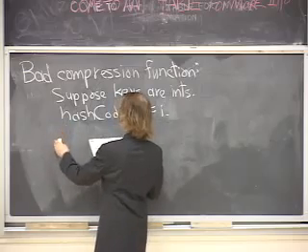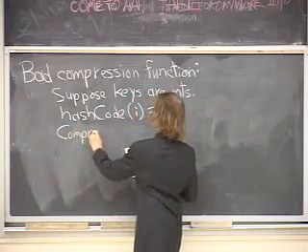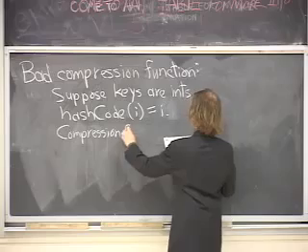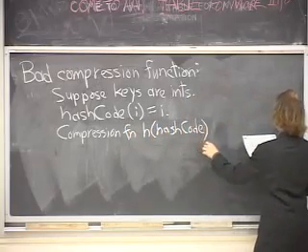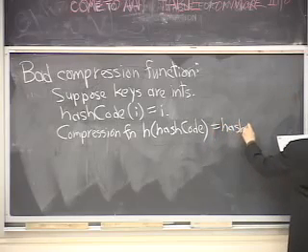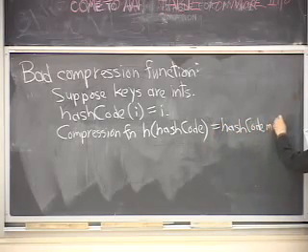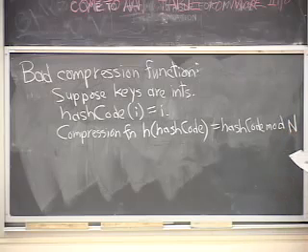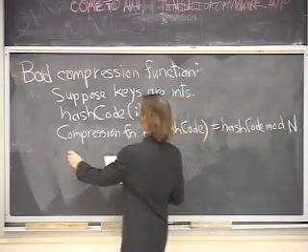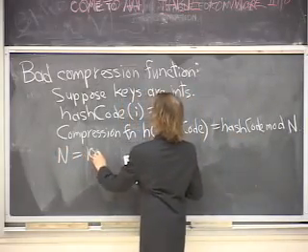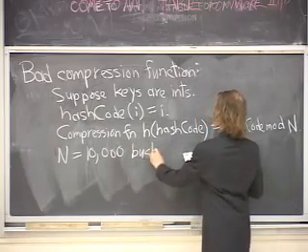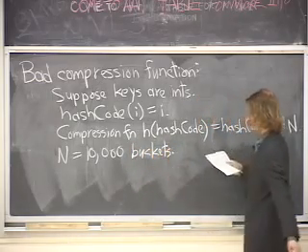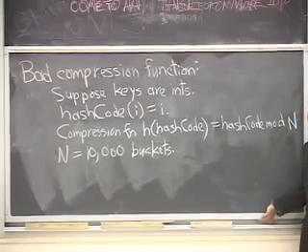Suppose the compression function h maps the hash code to hash code mod N. And suppose that N is 10,000 buckets. I think I need a table big enough to store 8,000 to 10,000 items, so I'll use 10,000 buckets. Okay, what's wrong with this?